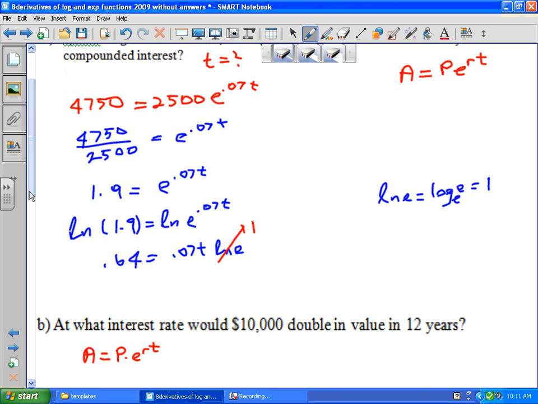So the answer is t equals 0.64 divided by 0.07. So t equals 0.64 divided by 0.07. And let's see what that is. Roughly 9.1, so a little bit more than 9 years is what's needed for this investment to grow to $4,750, about 9.14 years.